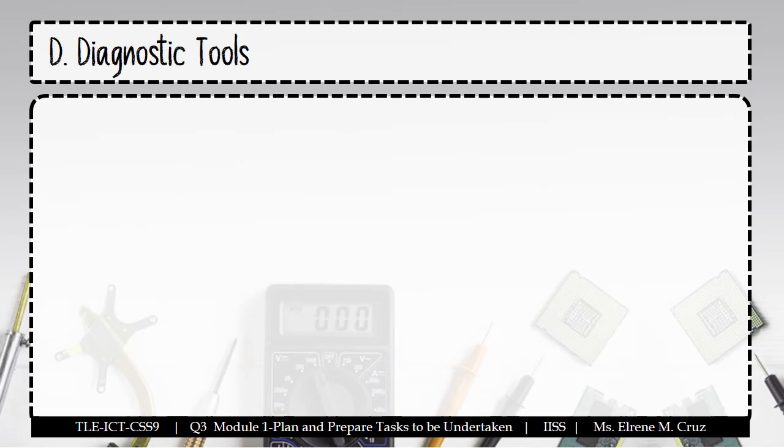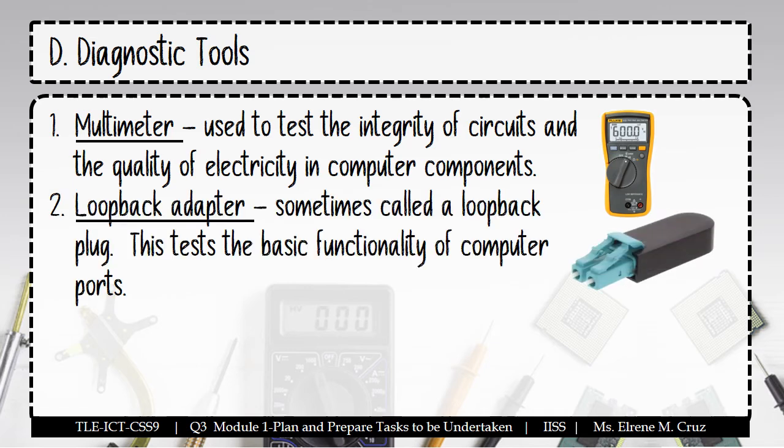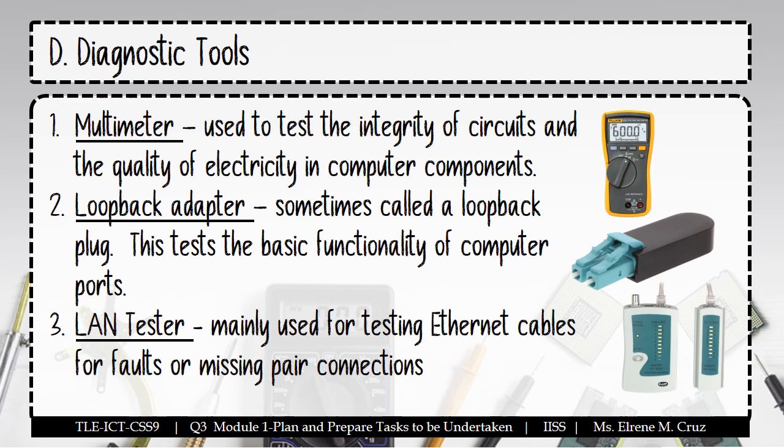The fourth and the last category of the hardware tools is the diagnostic tools. Below are the most popular tools for diagnosing your computer problems. The first one is the multimeter, used to test the integrity of circuits and the quality of electricity in computer components. Next is the loopback adapter, sometimes called a loopback plug. This tests the basic functionality of computer ports. And lastly, LAN tester, mainly used for testing Ethernet cables for faults or missing pair connections.